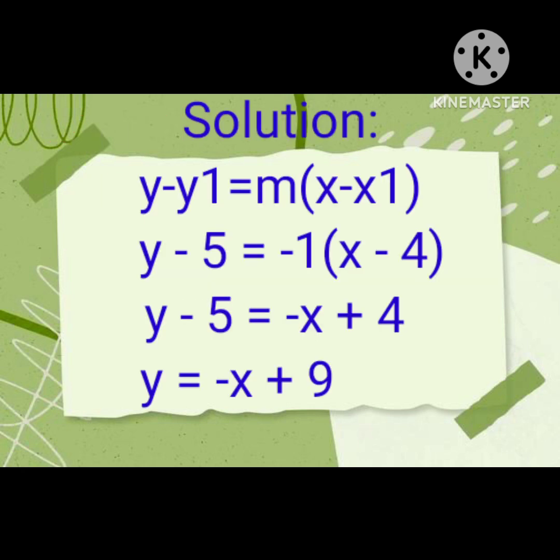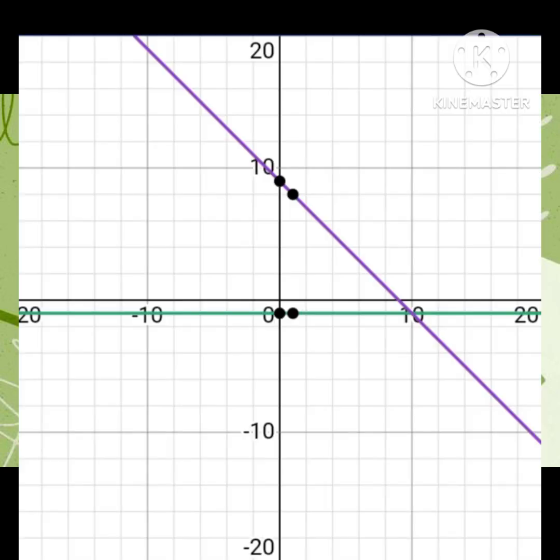The solution will be: given that the point x sub 1, y sub 1 is 4, 5, and the slope m is negative 1, we can rewrite the equation as y minus 5 equals negative 1 times x minus 4. Simplifying this equation gives us y minus 5 equals negative x plus 4. Rearranging further, we get y equals negative x plus 9. And this will be our graph for the equation.